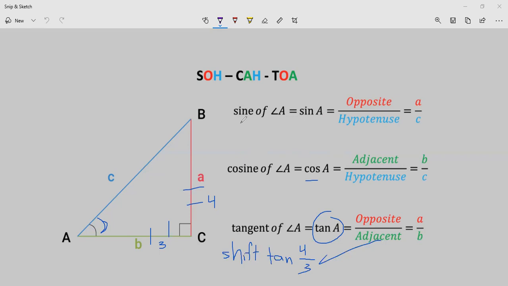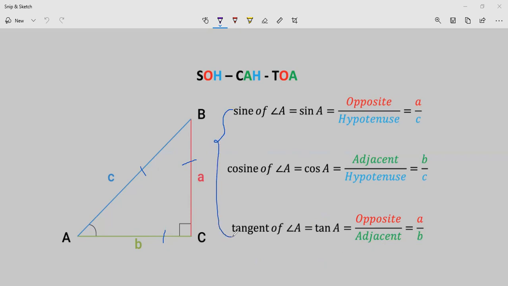Now, let me discuss the missing sides. First of all, you need to know what the missing side is: opposite, hypotenuse, or adjacent. And you need to know what the given sides are. By this way, you will be able to find the missing side using these 3 rules.